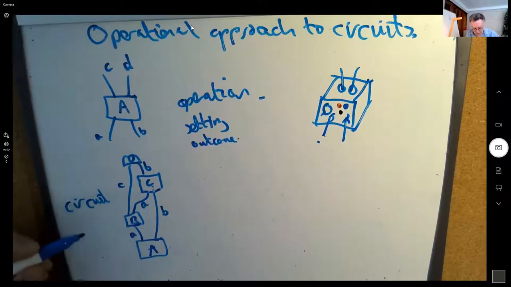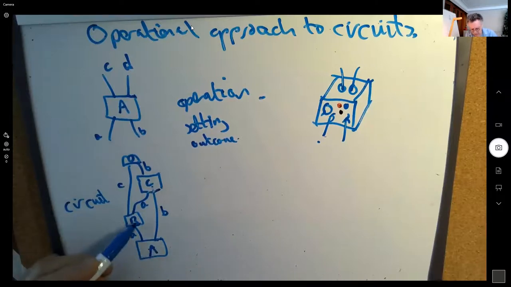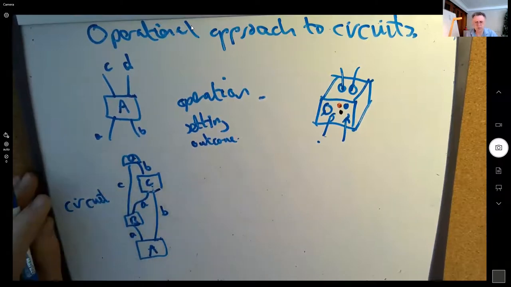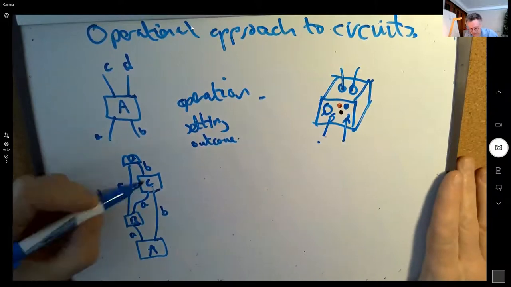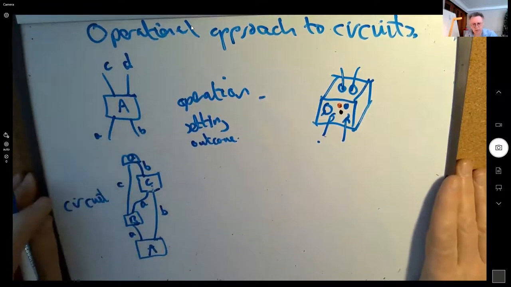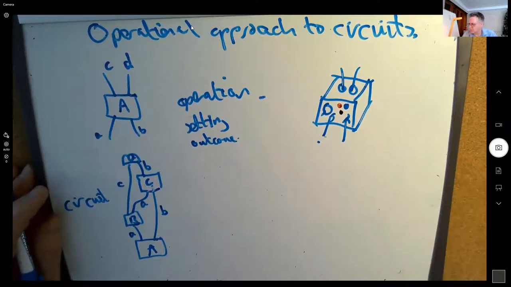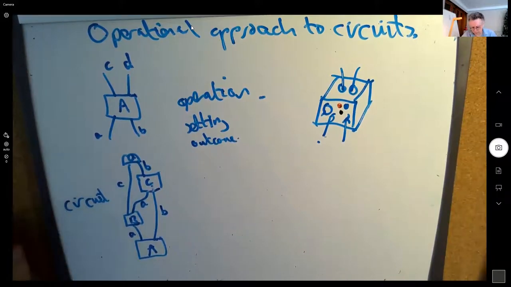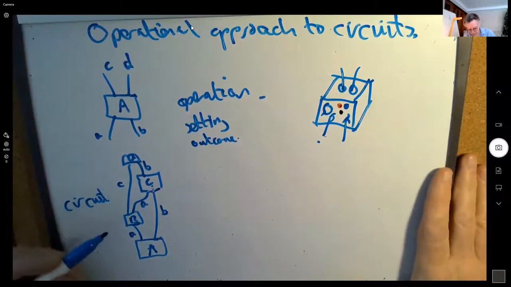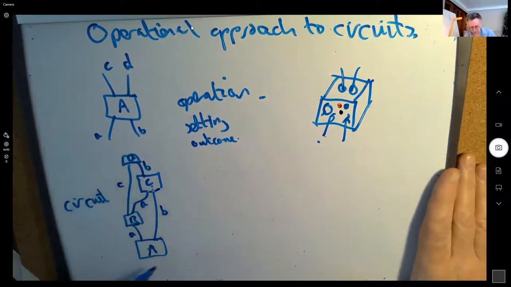So what we can do is we can calculate the probability associated with this circuit. So the probability is the joint probability that we see an outcome here, see an outcome here, see an outcome here, see an outcome here. In this operational approach, our objective is to be able to calculate these probabilities. Any questions? Okay. So this is a sort of diagrammatic notation for the circuit, and this is meant to represent schematically something that happens actually in the laboratory.